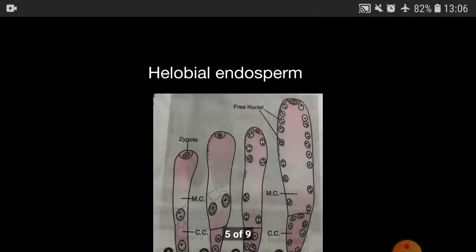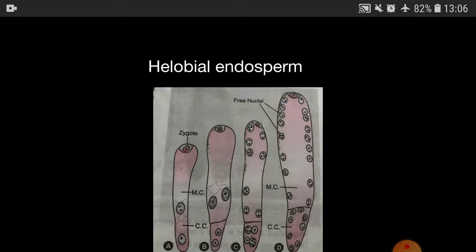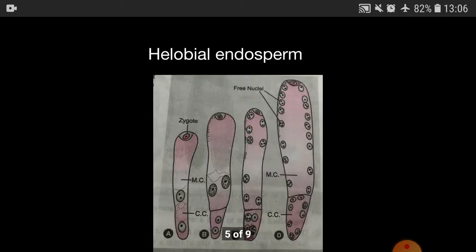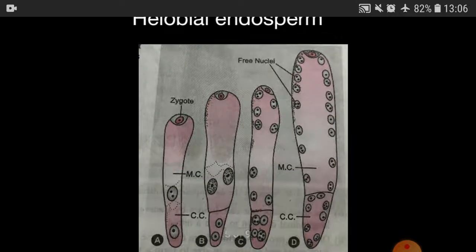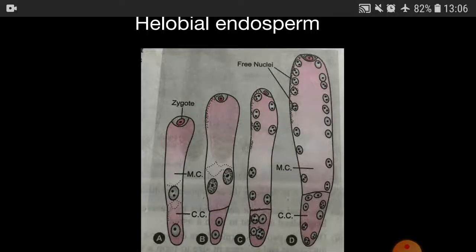So now we come down to the third type, that is the helobial endosperm. It is displayed here on your screens, the helobial endosperm. In the helobial type of endosperm development, the primary endosperm nucleus moves to the chalazal end of the embryo sac. The first nuclear division of the primary endosperm nucleus is followed by the formation of the transverse wall, resulting in the formation of a small chalazal cell and a large micropylar cell.